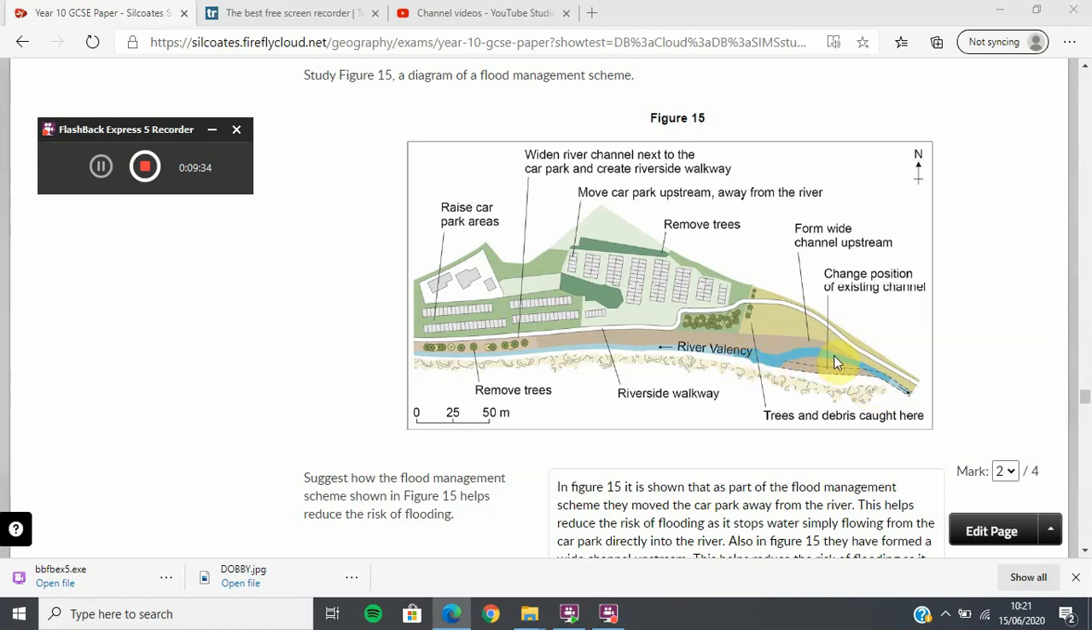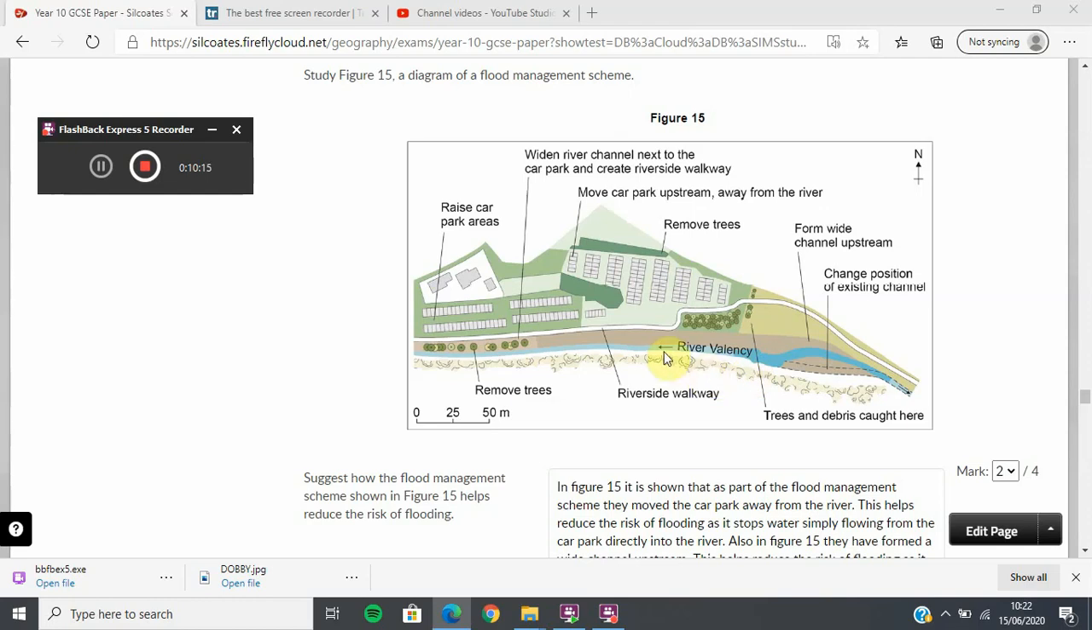So the question says, how will that reduce the risk of flooding? If the water flow is slower, it gives more chance for the river discharge to get rid of all the water before it overflows. As it says here, form a wide channel upstream. I think most people talked about this: having a very wide channel here allows more water to be held within the river, so therefore less likelihood to flood as it moves downstream. Okay, so notice how for each of the points I'm extending it to actually answer the question, how does that help reduce the risk of flooding?